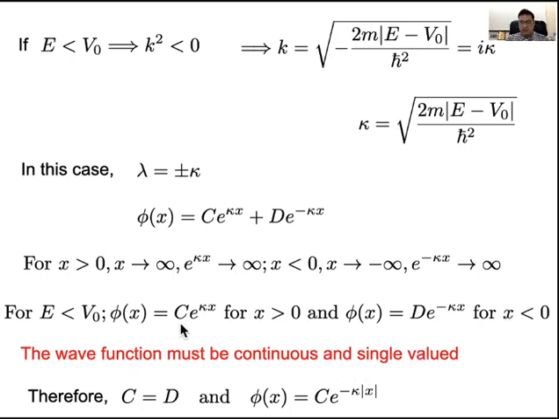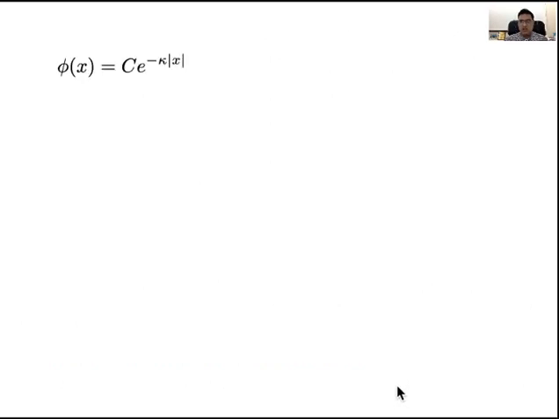This condition gives the result that c must be equal to d. So if c is equal to d, then we can write down our phi of x is equal to c times e to the power minus kappa times mod of x. This mod of x will take care of whether you are at a negative x value or a positive x value. Now we can try to plot this wave function. When we plot it, it looks like this, and you know how to plot an e to the power minus mod of x type of wave function.